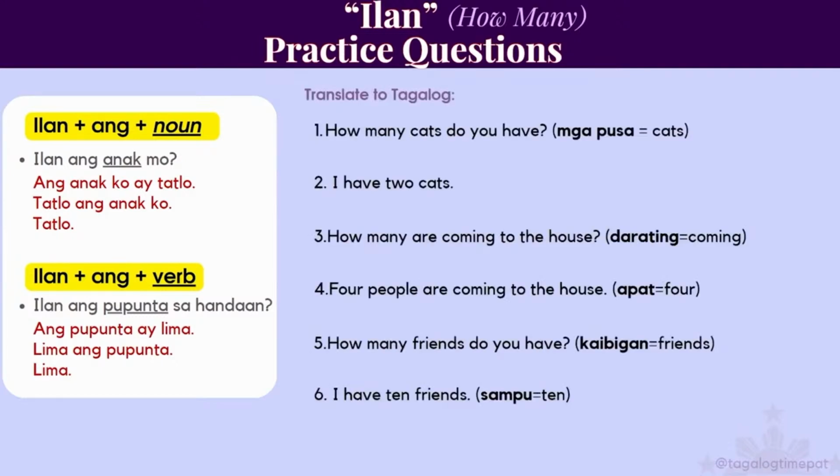And here are some examples. Let's do number 1 together. How many cats do you have? Mga pusa is cats. It would be ilan ang pusa mo? Remember, you don't have to add mga, but you can. It's not incorrect. But just to be quick about it, and if you want to sound natural, you don't have to. So, ilan ang pusa mo? How many cats do you have? Pause the video now, and you do the rest, and then we will go over it.